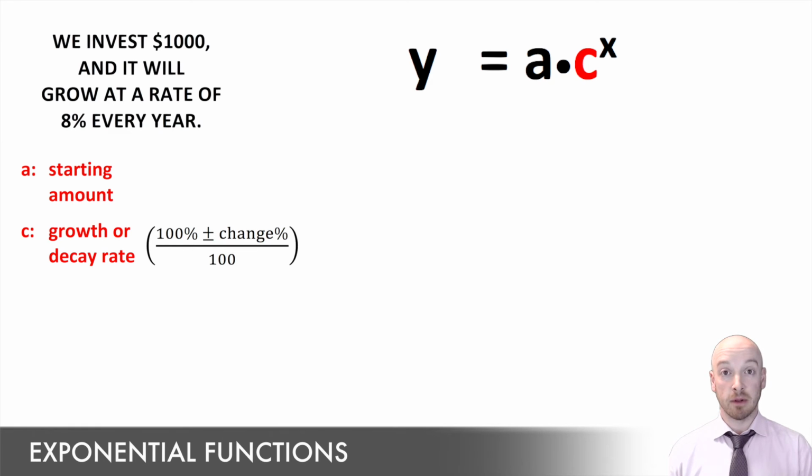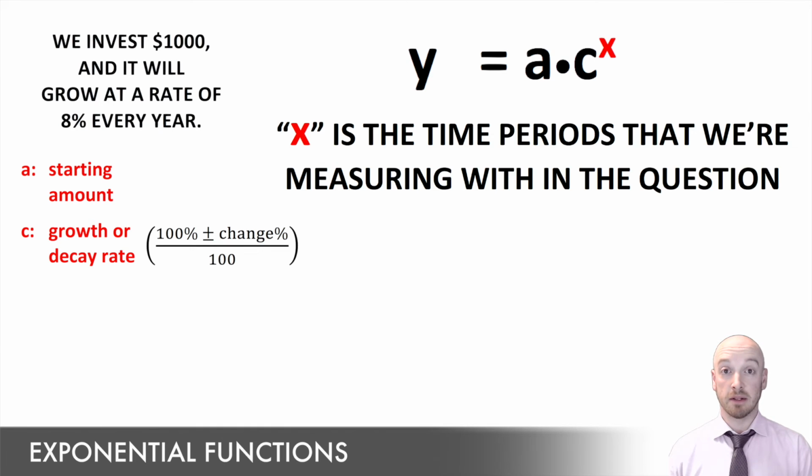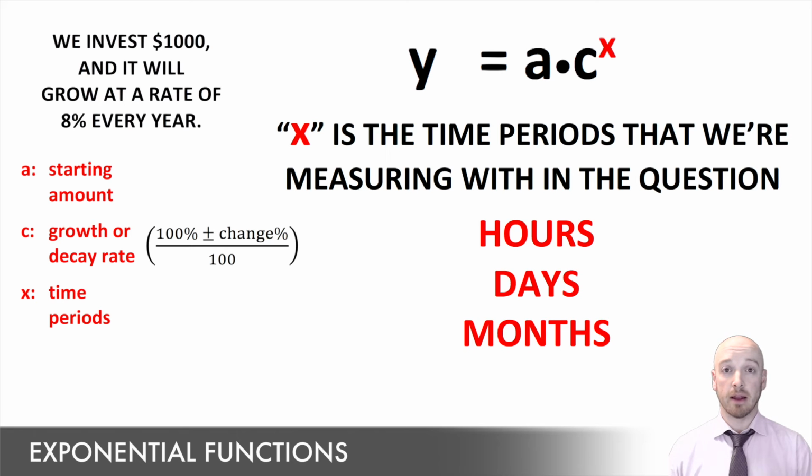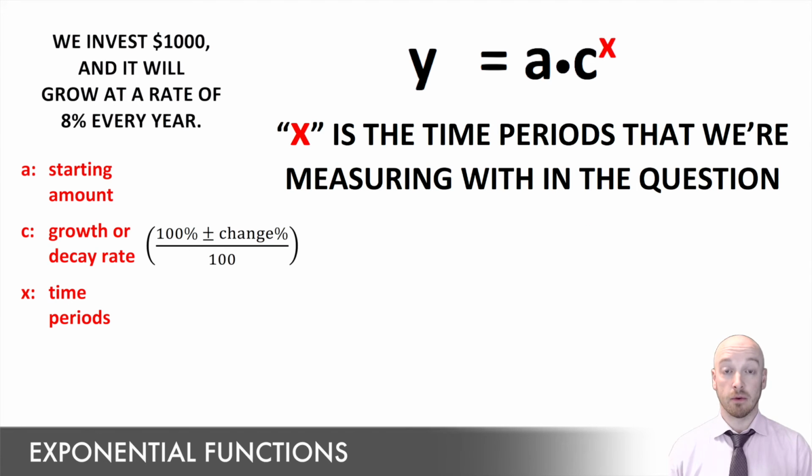The x variable is up in the exponent spot, and it represents the number of time periods that pass in the question that we're being asked. So if we think of that example of investing money at 8% per year, that per year is a big hint here. It means that x is going to be the number of years that pass since the money was initially invested. Now, of course, we could be given different time frames to measure in these questions. It could be hours, days, months, anything like that.